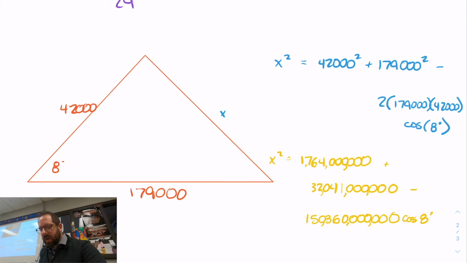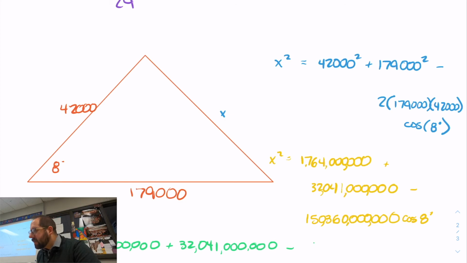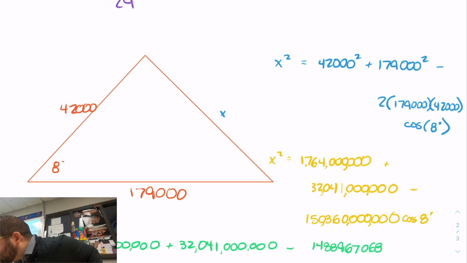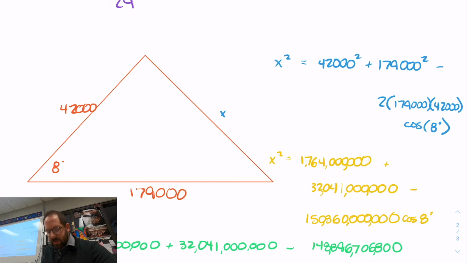All right, so here's what I'm getting. X squared equals 1764 and 6 zeros, plus 32 billion 41 million. And now on the next part, minus, this number came out to be 1488967068, 1 2 3 4 5 6 7 8 9 10 11. 148 billion. So if I go across, I think my number is going to end up being negative. Maybe I just typed my number in wrong. The problem is probably because the numbers don't work out to make an actual triangle, but I'm going to go with whatever numbers I have here.